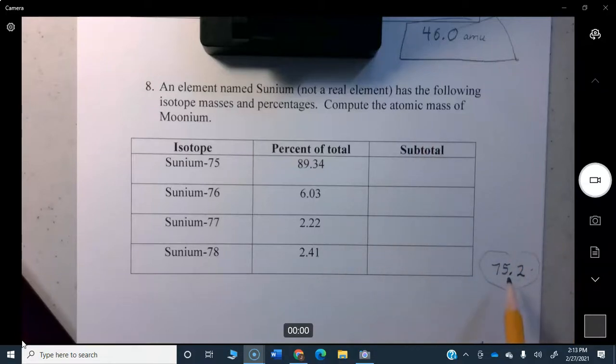Okay, and all those should add up to 75.2. That's 3 significant figures because that's all we have to work with in those numbers right there. Okay, that takes care of it.